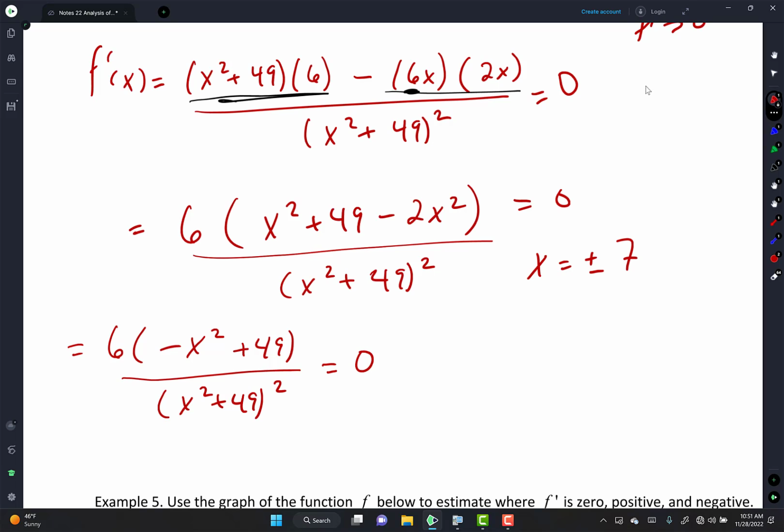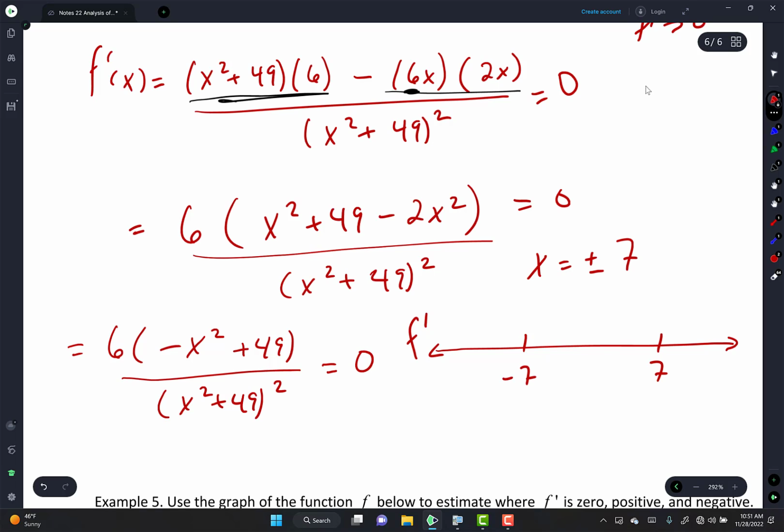So here we go. I'm going to draw a railroad track. I'm going to put f prime, negative 7, and 7. I'm going to choose a number to the left of negative 7, like negative 10, negative 20, whatever number you want. Negative 10, don't even look at the denominator. It's always squared, so it's always going to be positive. Negative 10 squared is 100, but I have a negative in the front. So it's negative 100. Negative 100 plus 49. Is that positive or negative? Negative.